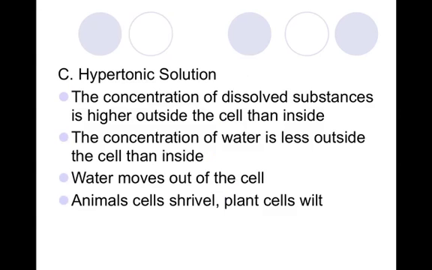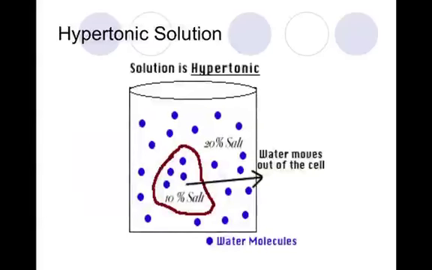Hypertonic means that the concentration of stuff or dissolved materials is higher outside the cell than inside the cell. What that means is I have more water inside my cell because I have less stuff in there. That means water will move outside of the cell, and animal cells will shrivel up, plant cells will wilt. Here's what happens here. 10 salt inside, 20 salt outside, 90, 80. So it's going to go from the 90 to the 80.